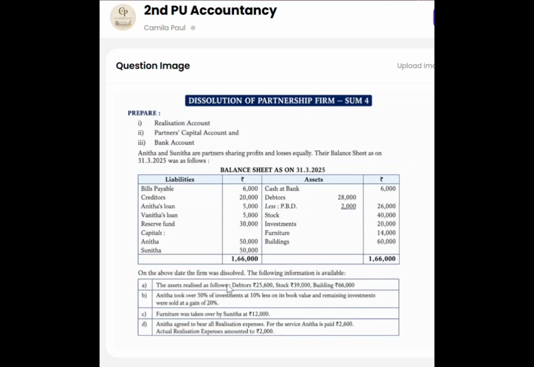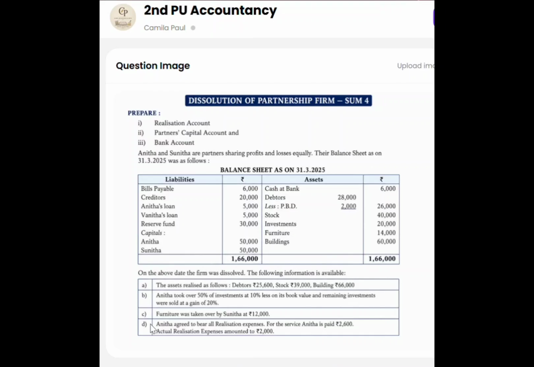Now the investments: 50% is taken over by Anita at 10% lesser than its book value, and the remaining investments are sold, which means they are realized at a gain of 20%. Now the other asset, that is furniture. The third adjustment: furniture was taken over by Sunita at rupees 12,000. So 50% of the investments is taken over by Anita, and furniture is completely taken over by Sunita at 12,000 rupees.